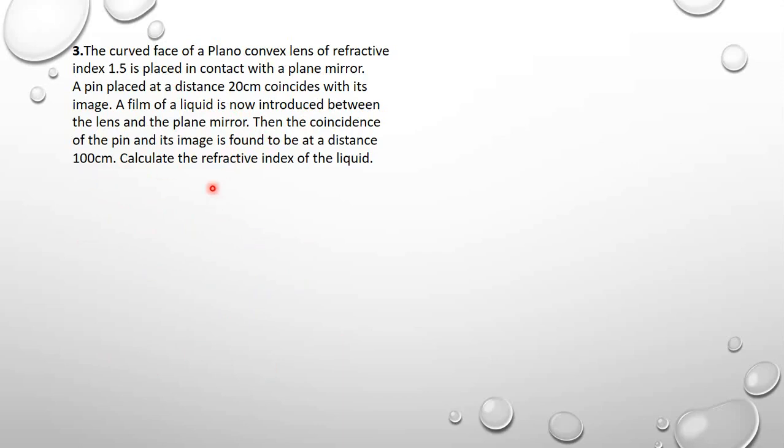When we put a pin up, remember the experiment, that will give us the focal length of that plano-convex lens, and that focal length is actually the 20 centimeters, the distance from the pin up to the lens. So f for the plano-convex is going to be 20 centimeters. Now they are saying a thin film of a liquid is introduced between the lens and the plane mirror. Then the coincidence of the pin and its image is found to be at a distance of 100 centimeters. Calculate the refractive index of the liquid.